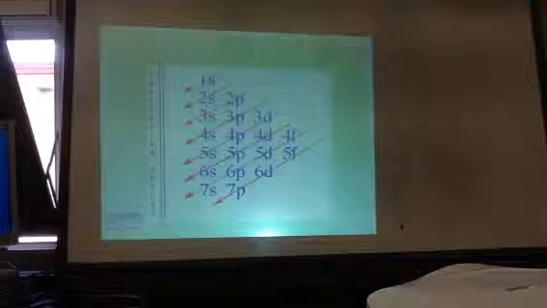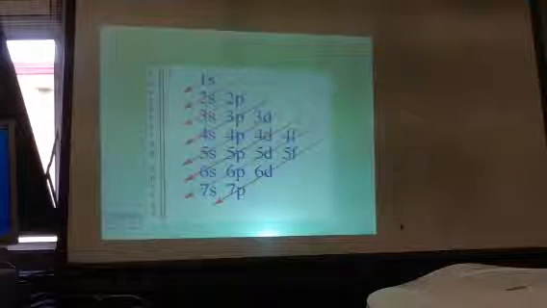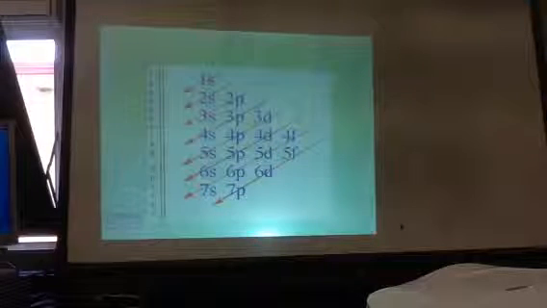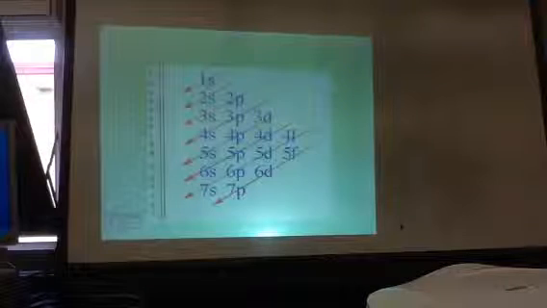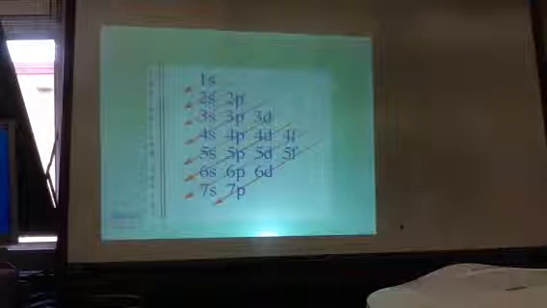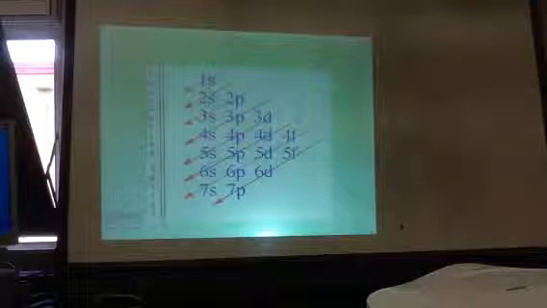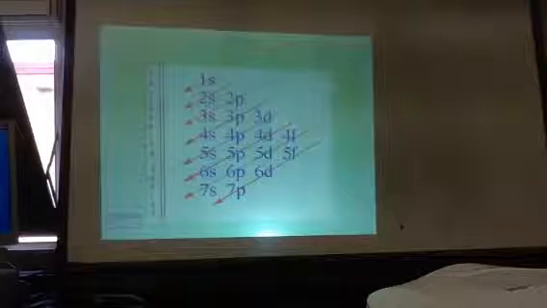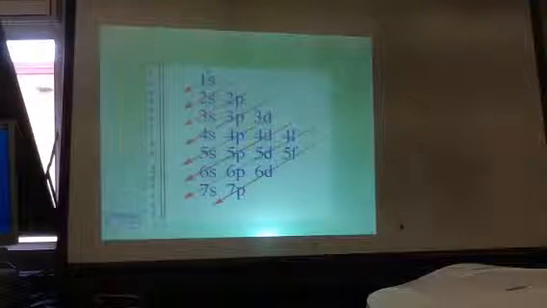5s, 5p, 5d, 5f. We could go out to 5g. We never do because we don't really deal with atoms that are that big. 6s, 6p, 6d, 6f, 7s, 7p, 7d, 7f. Okay, so that's the first battle.